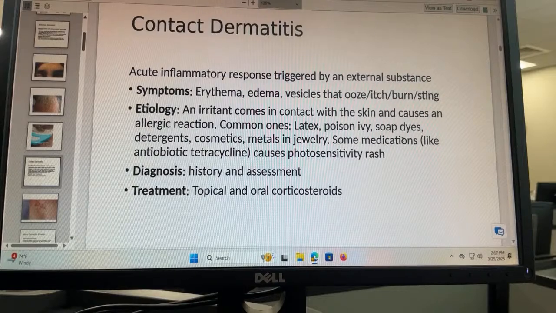Diagnosis is, again, based off of visual inspection and asking the patient, like, hey, did you touch poison ivy, or do you have a latex allergy? And again, treatment is going to be topical and oral corticosteroids depending on how bad it is. If it's a small patch of poison ivy or a small area, you can just put a cream on there. If it's widespread, like all over the body, you're probably going to have to take oral corticosteroids to combat it.